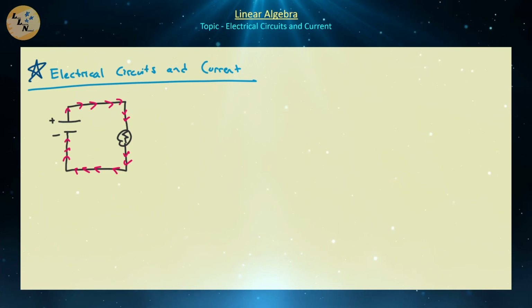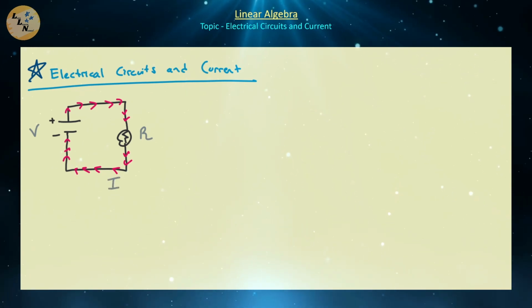Okay, so there's a couple things in play here. For example, we have a battery which has a voltage. We have a resistor that has some resistance, which we're going to represent by R. And then we have the speed of the electrons, which we're going to refer to as I, which is going to stand for current. And the equation that relates voltage, resistance, and current is what is known as Ohm's Law.